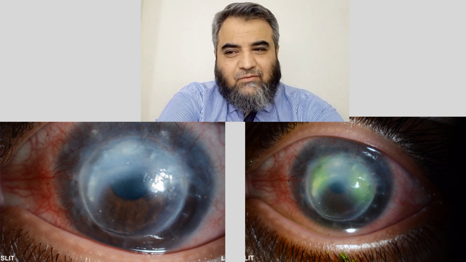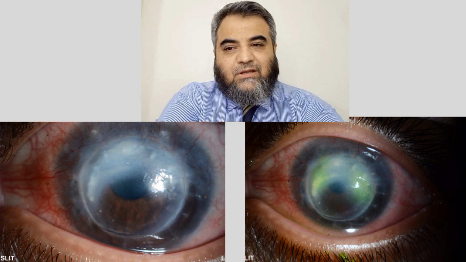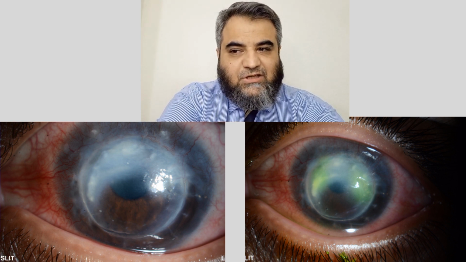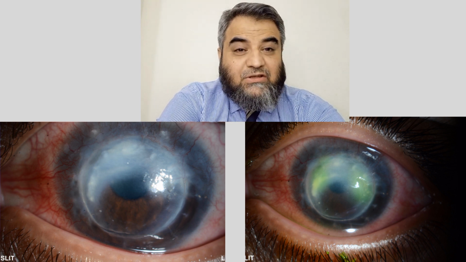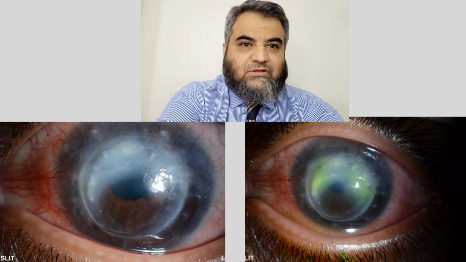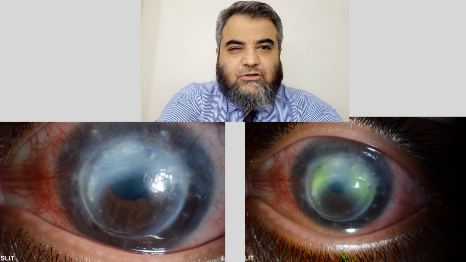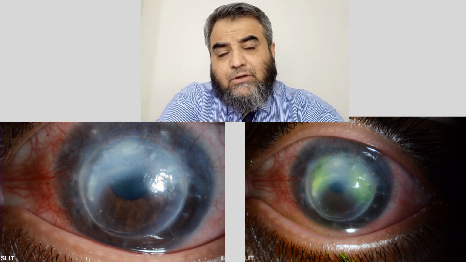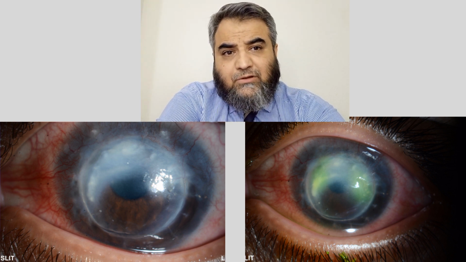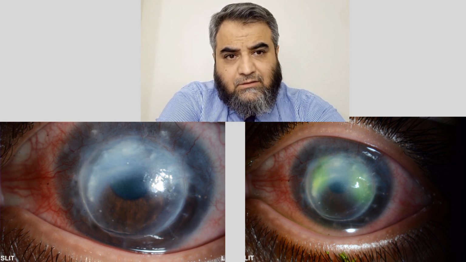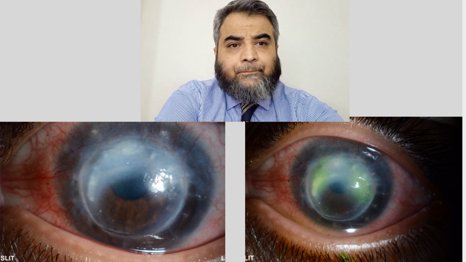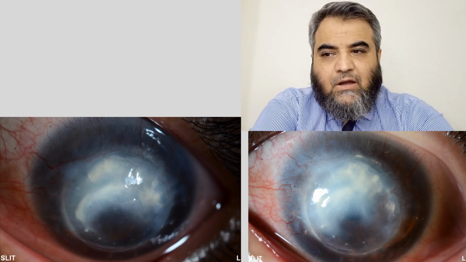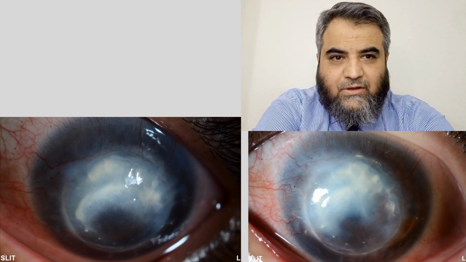So you can see there was no more stain. We tried to do the staining, but it was not picking up the stain, no CED. But basically you can see the superior part is encroaching even the visual axis. You can see that the pupil has also been to some extent involved. So this patient was put on aggressive treatment of topical steroids, and it was controlled.